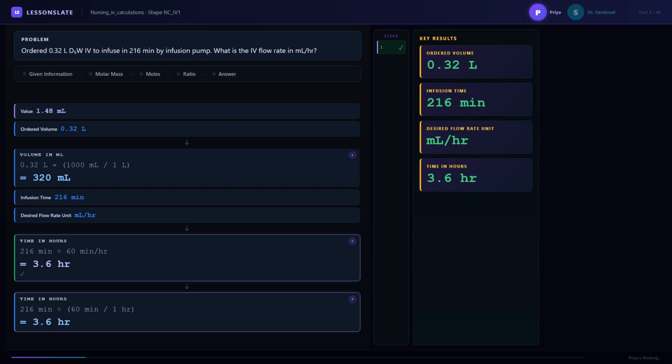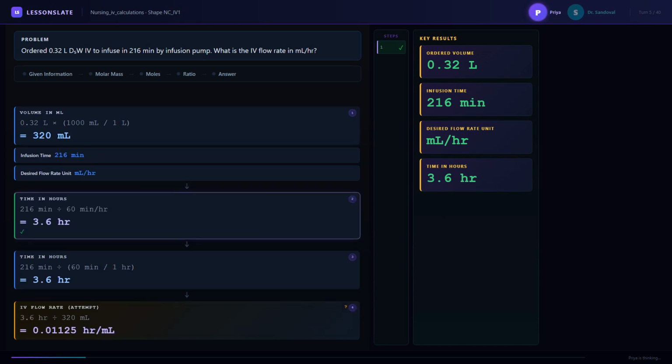Okay, so I have 3.6 hours and 320 milliliters. For the rate in milliliters per hour, I should divide the hours by the milliliters, right? So 3.6 hours divided by 320 milliliters would be about 0.01125 hours per milliliter. Does that sound like the right way to set it up?